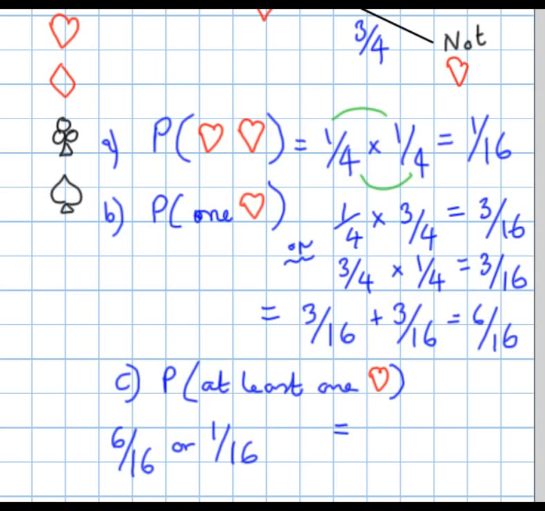Now remember again, what do I do here with the 6/16 and 1/16? You add them, yeah, because the word or appeared there. And there we go. The probability of at least 1 heart is 7/16.